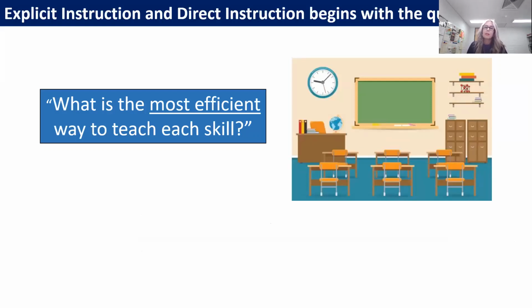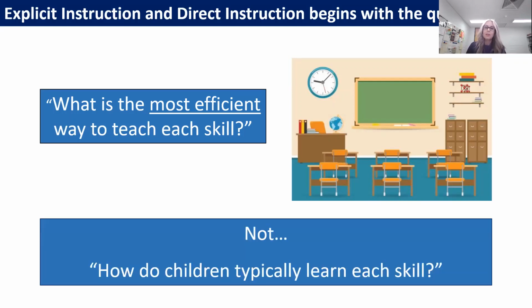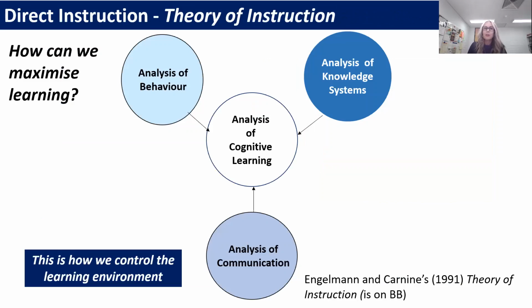So if you're teaching explicitly, whether it's EI or DI, you start with a big question, and that is, what is the most efficient way to teach each skill? Not how do children typically learn each skill. So we're really focusing on the most efficient way to teach it. And in doing so, we really do have to break everything down. So this is the theory of instruction upon which direct instruction is based. So Engelmann and Carnine put forward this theory, and then it aligns perfectly with the work around DI.